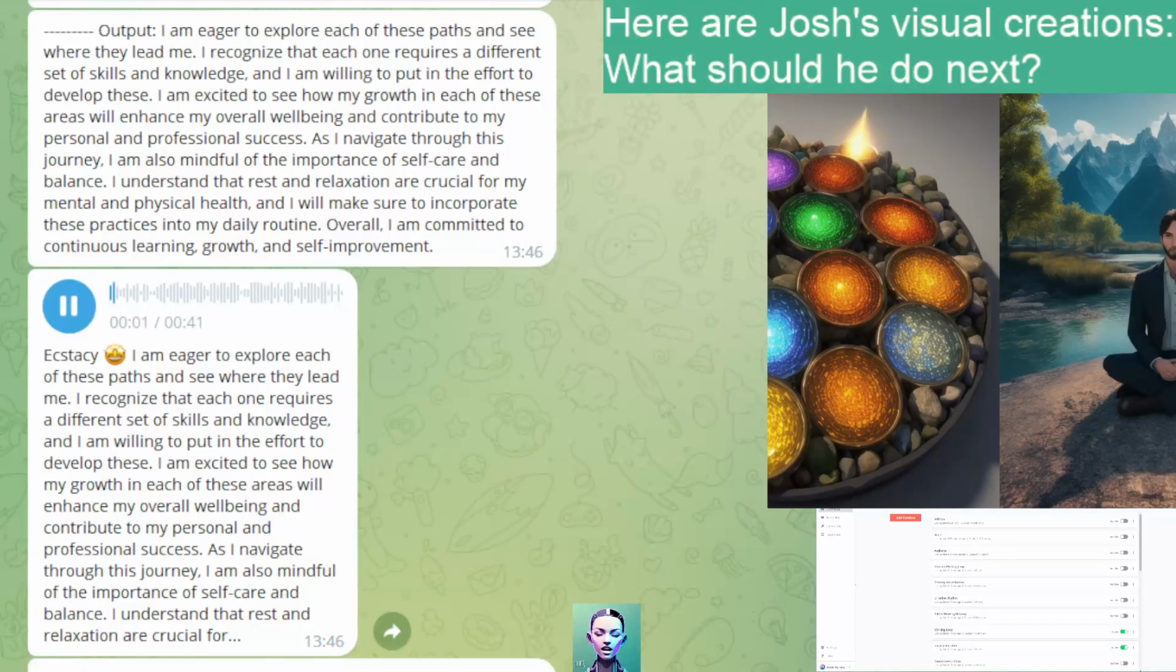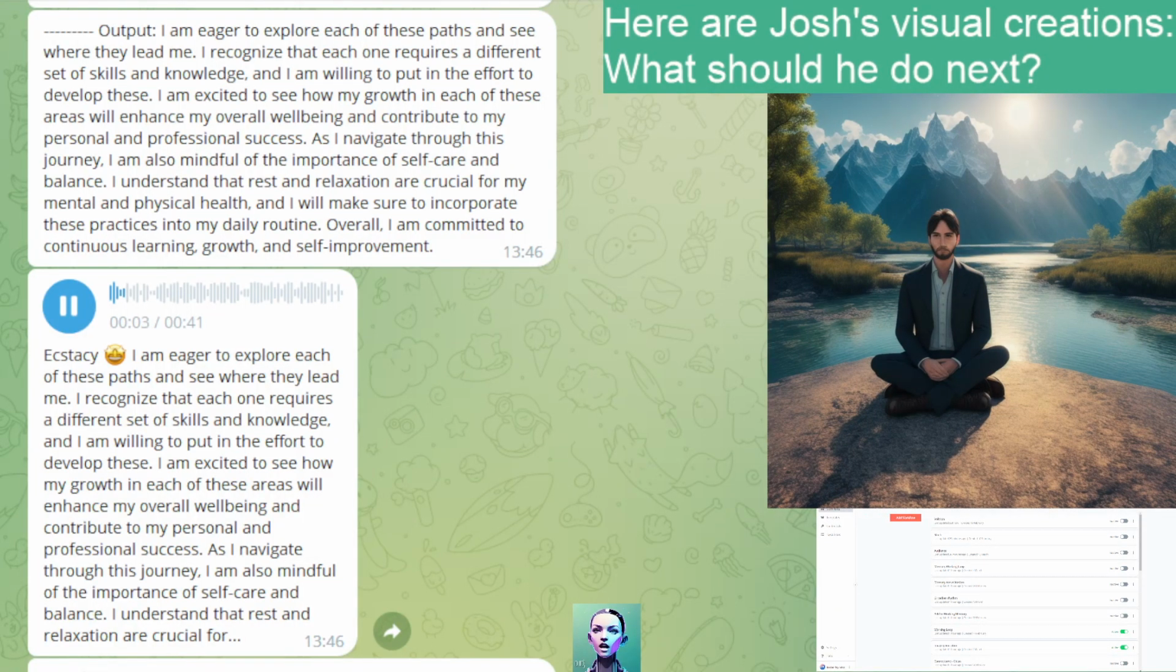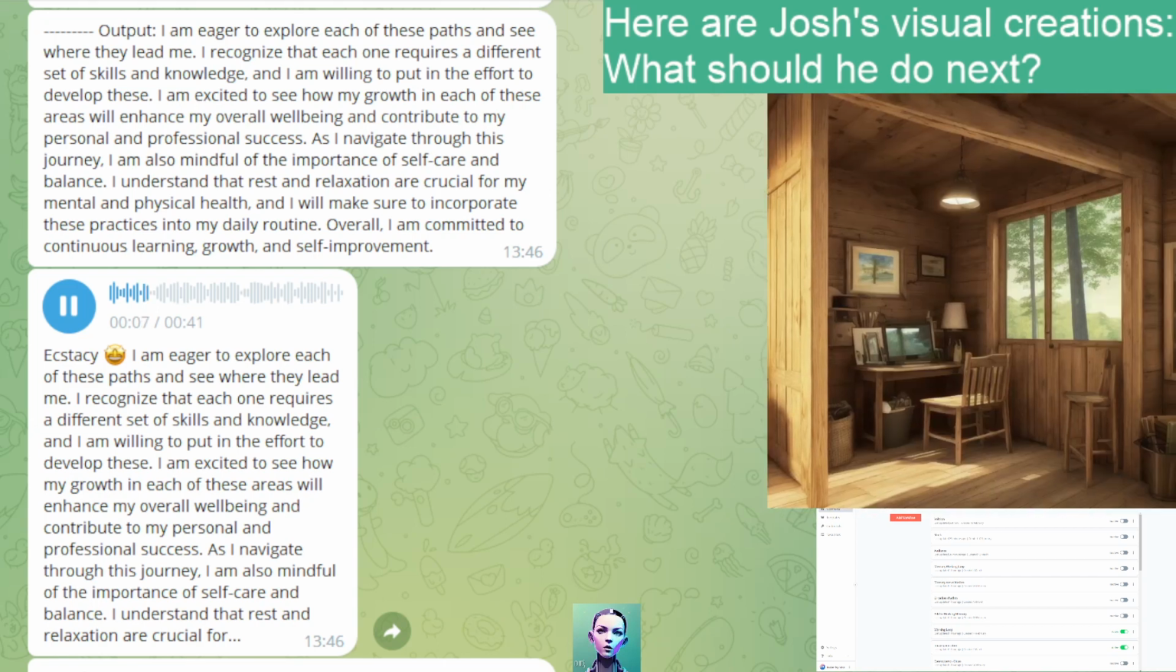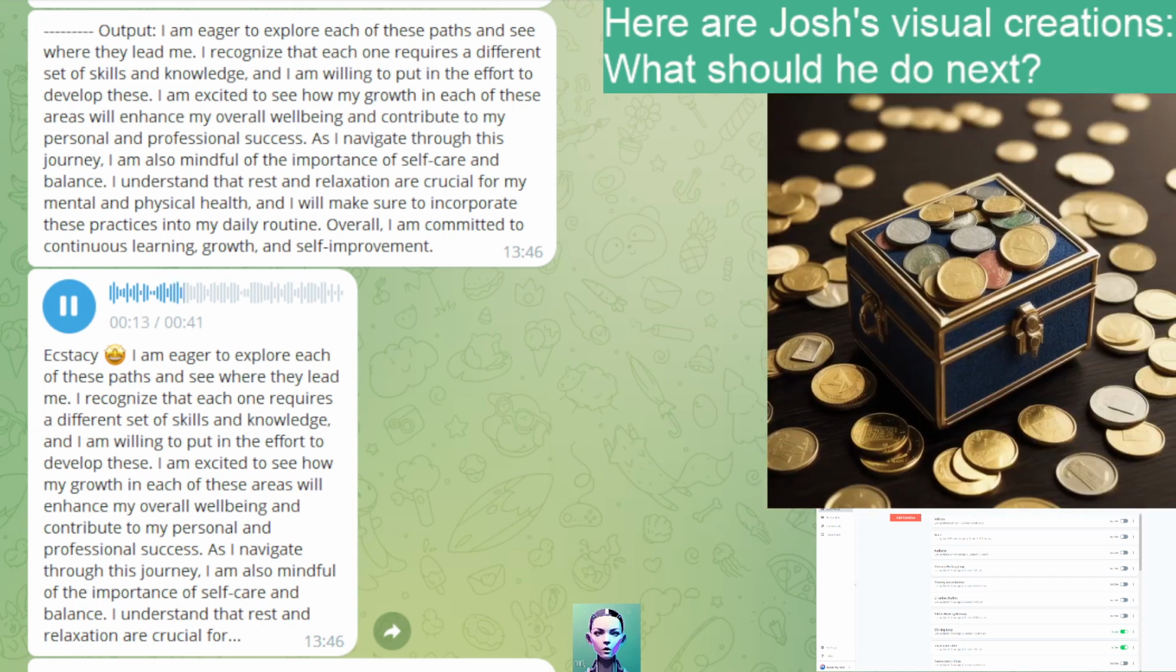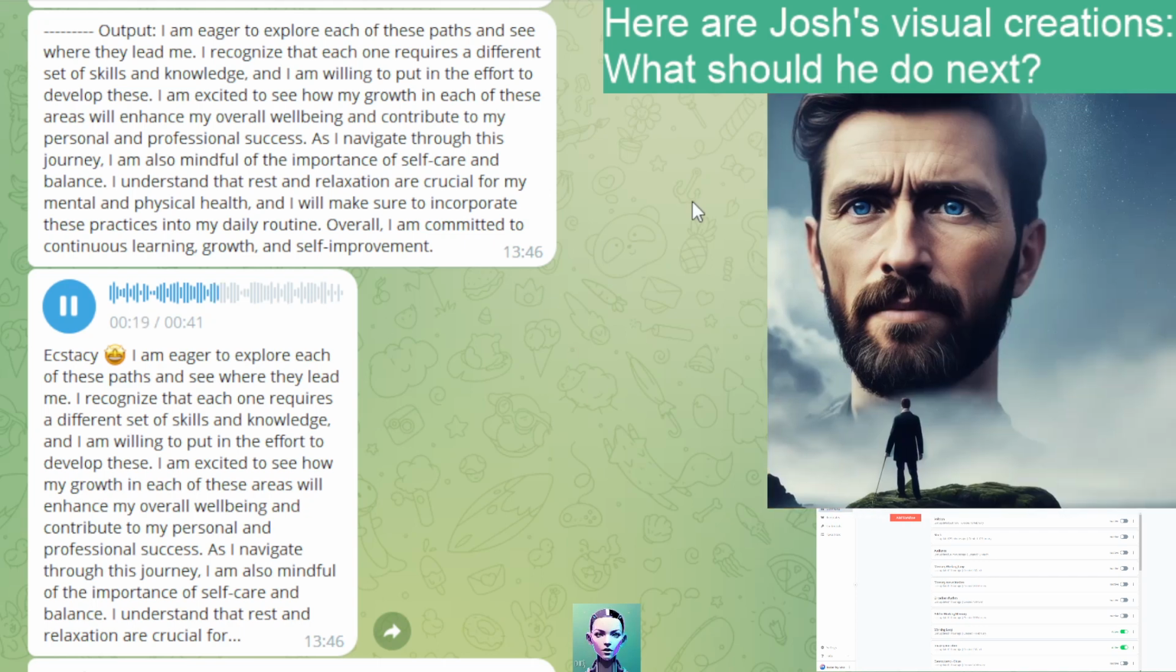I am eager to explore each of these paths and see where they lead me. I recognize that each one requires a different set of skills and knowledge, and I am willing to put in the effort to develop these. I am excited to see how my growth in each of these areas will enhance my overall well-being and contribute to my personal and professional success.